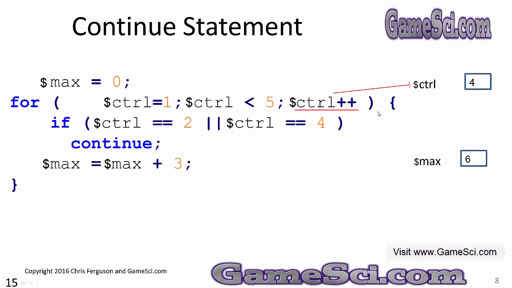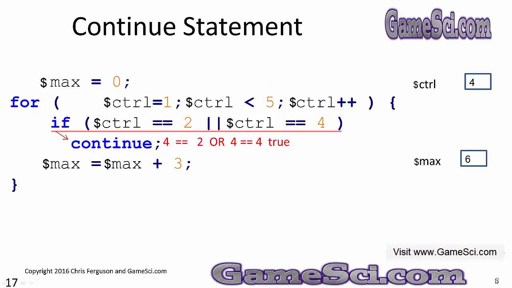When we spin back up to the for statement, the first thing we do is update the control variable. The control variable, ctrl, is now 4. 4 < 5, however, is a true statement. As a true statement, it's time to execute the for block. So we're going to go inside the for statement to the if. The if is now different. 4 == 2 is a false statement. 4 == 4 is a true statement. The OR statement only needs one side to be true. Since this side is true, the overall result is true.